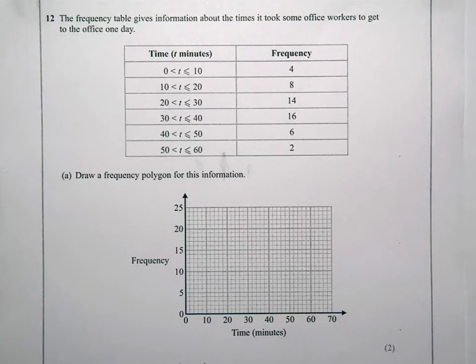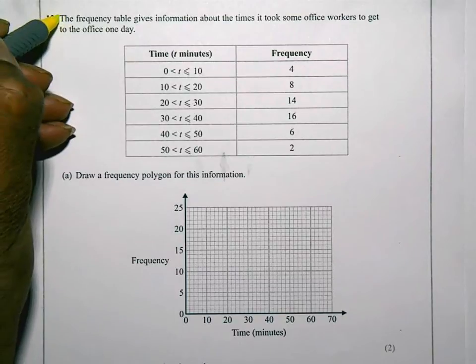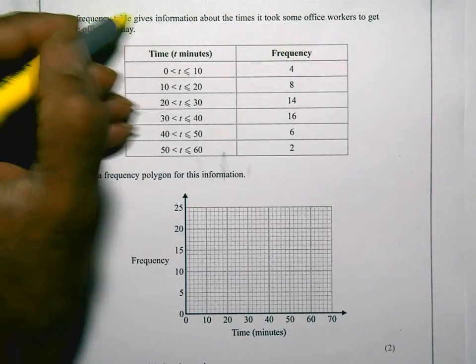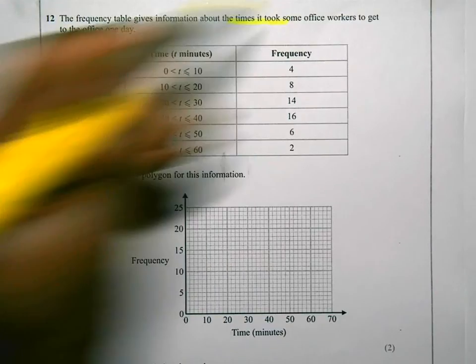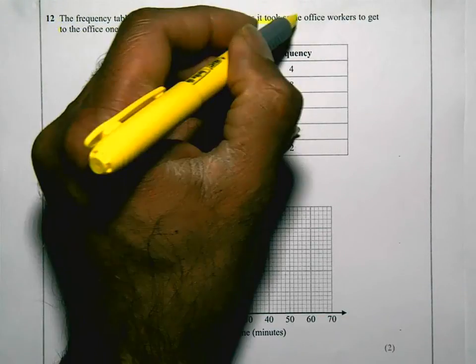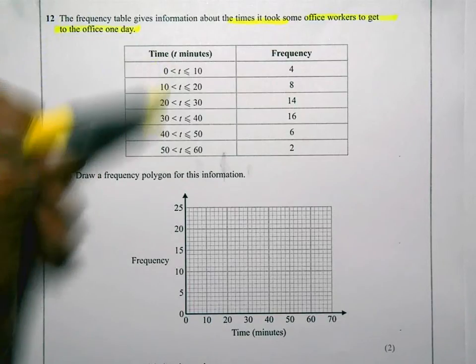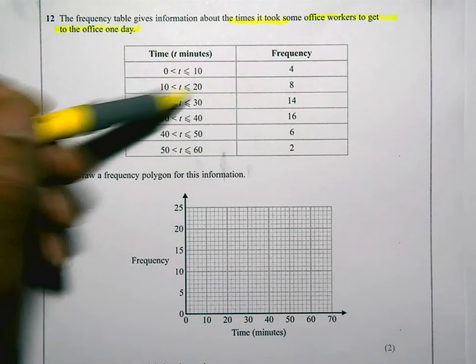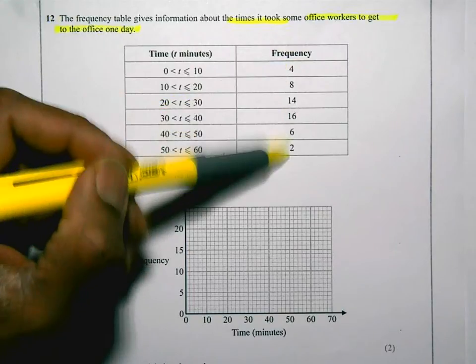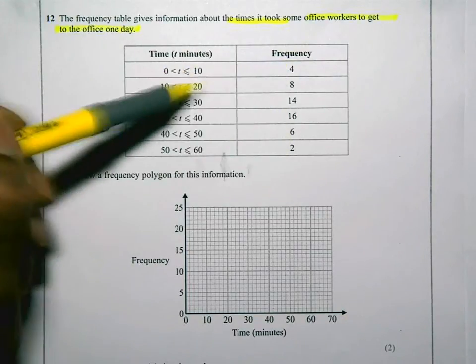This is question 12 on the higher calculator paper. Now, reading through the question, it says the frequency table gives information about the times it took office workers to get to the office one day. So here are the times, 0 to 10 minutes, 10 to 20 minutes. The frequencies are the number of office workers who took between these times to get to the office.